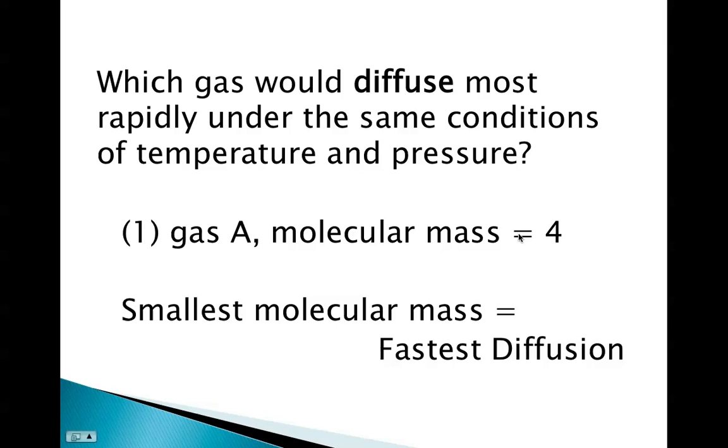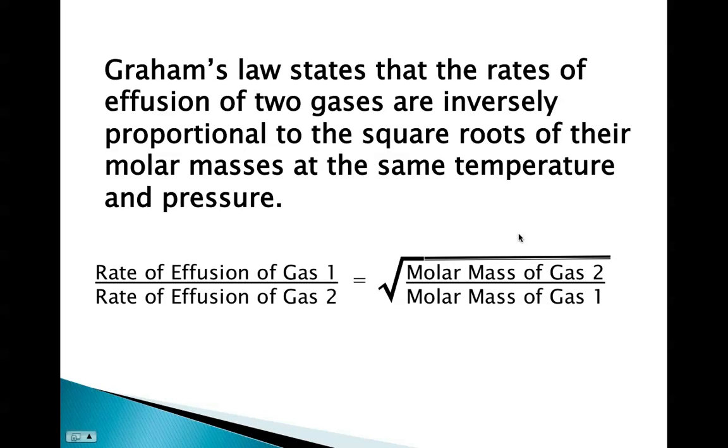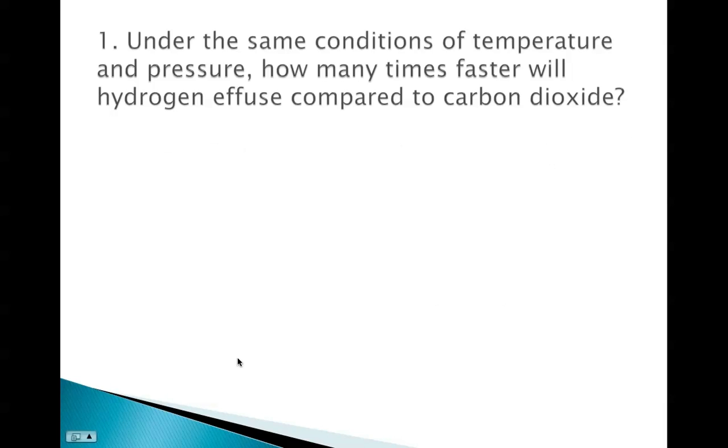Now there are some calculations at the honors level that I expect you to complete, and that involves this calculation. Graham's law states that the rates of effusion of two gases are inversely proportional to the square roots of their molar masses at the same temperature and pressure. So the rate of effusion of gas 1 over the rate of effusion of gas 2 is equal to the square root of the molar mass of gas 2 over the molar mass of gas 1. You can see how those are kind of diagonal from each other, which is important in terms of setting this up. So let's look at a couple of calculations to see how this is going to work.